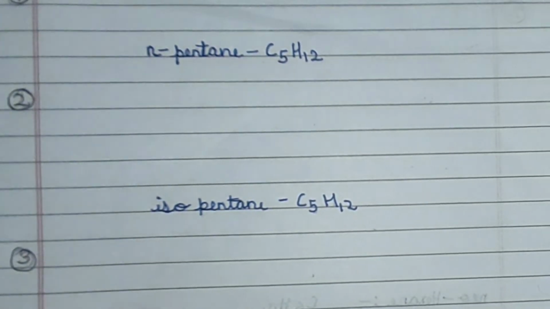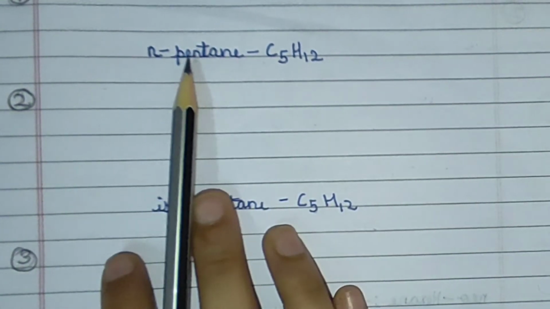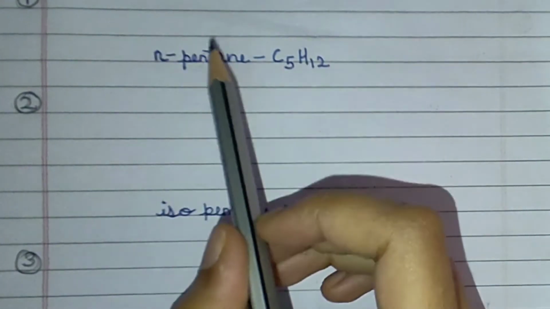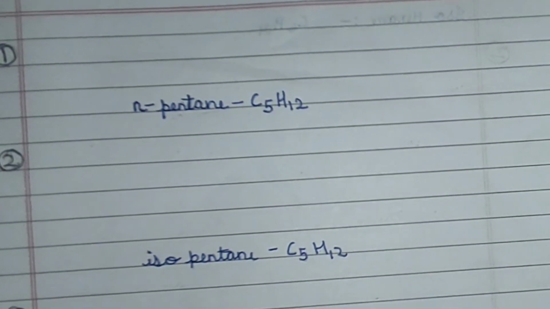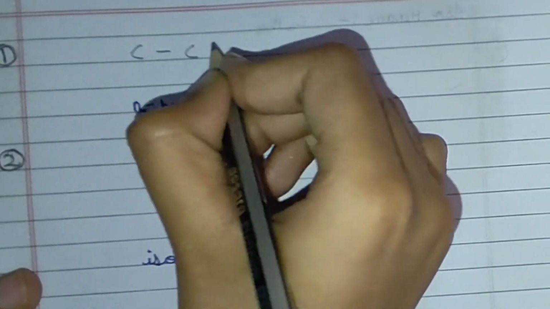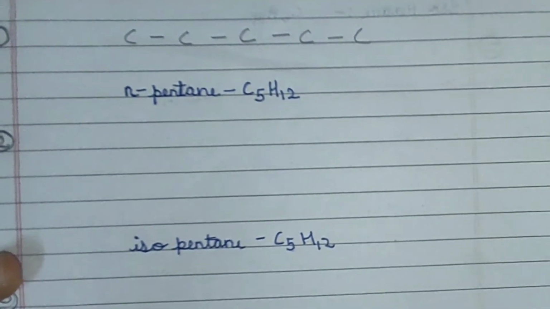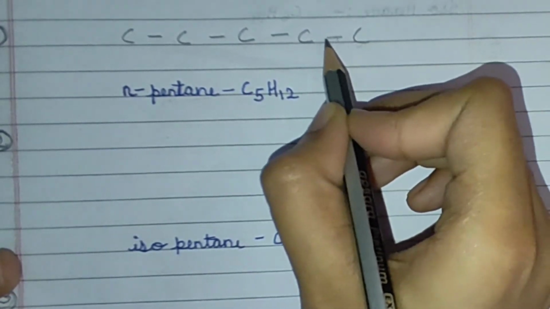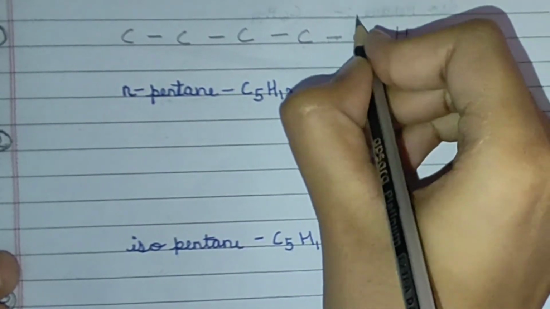Now we will see how to draw the structure of n-pentane. So pent means 5. So we will draw 5 carbon atoms, and n is single bond. So 5 carbon atoms with single bonds, that is 1, 2, 3, 4 and 5. Now we will satisfy the valency of carbon. So this carbon atom has a single bond with this carbon atom, so it needs 3 more. So we'll draw 3 hydrogens here.